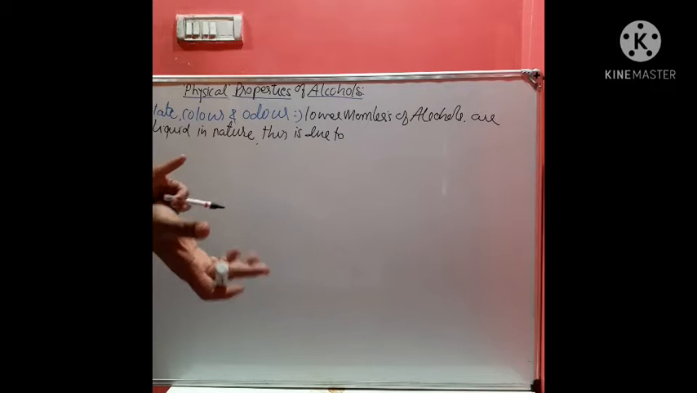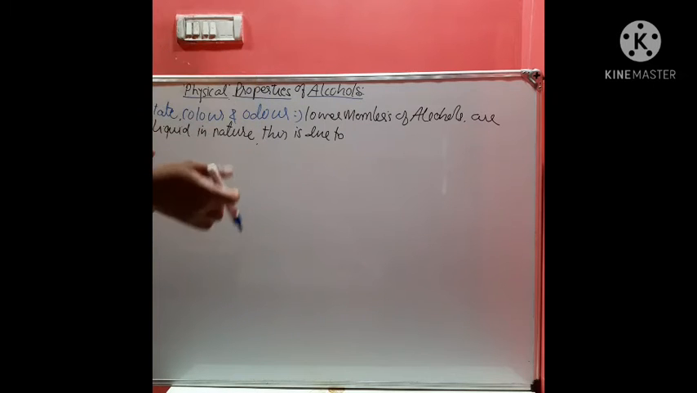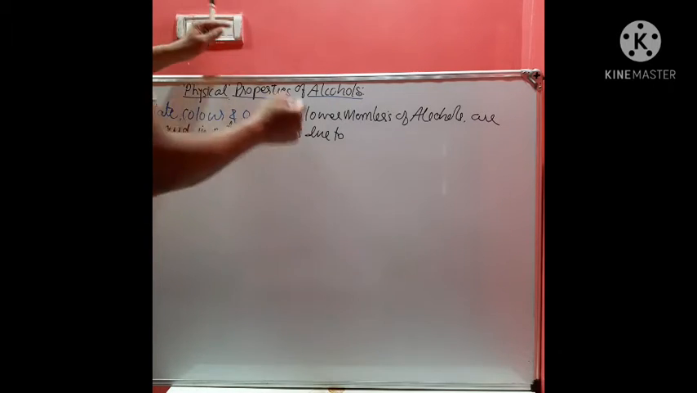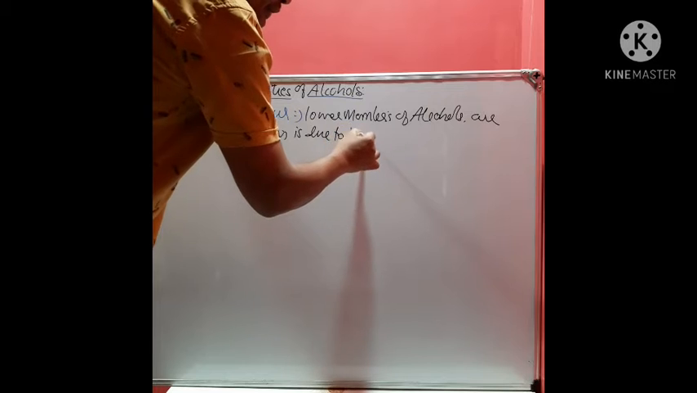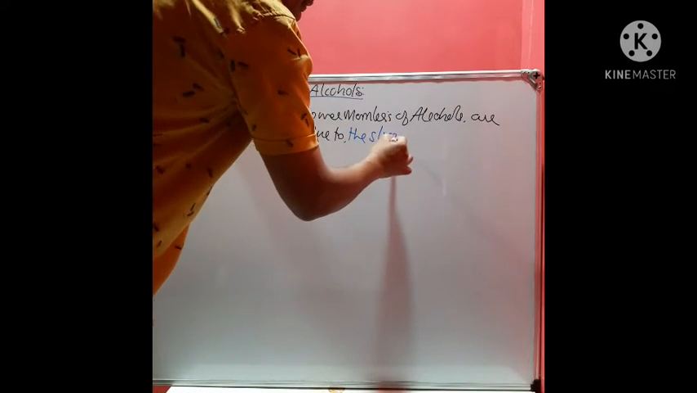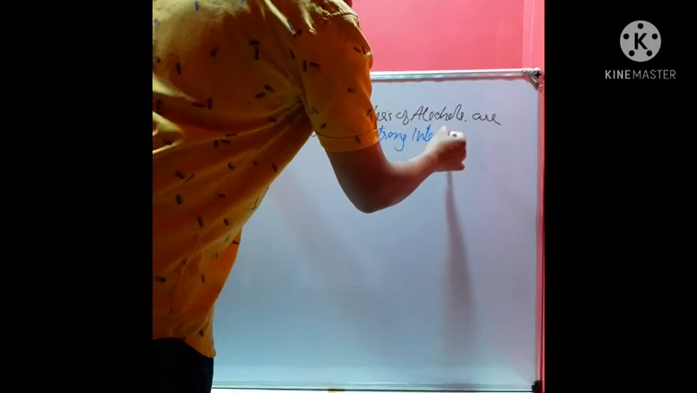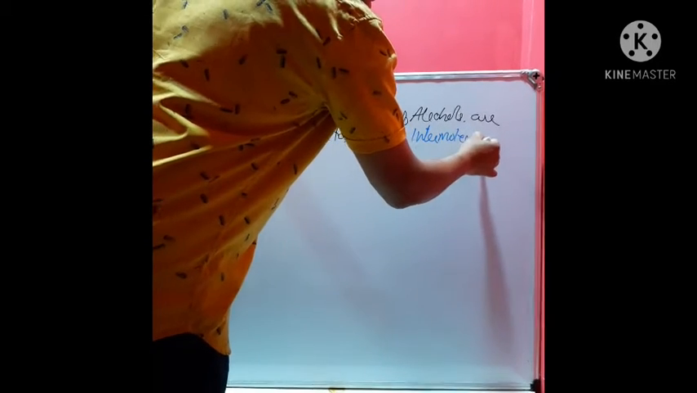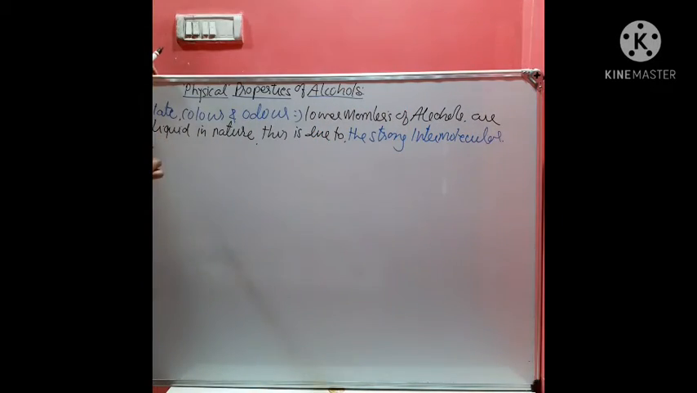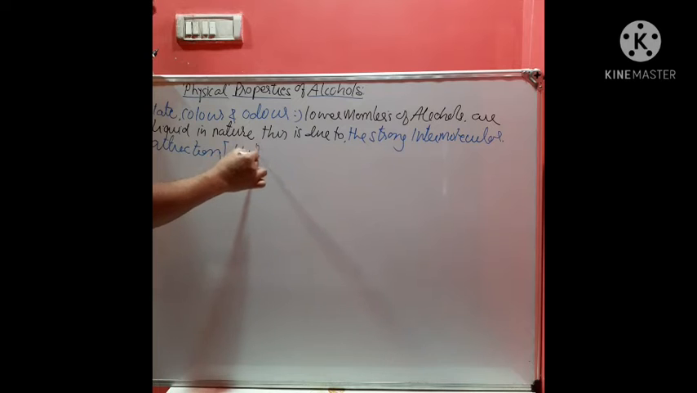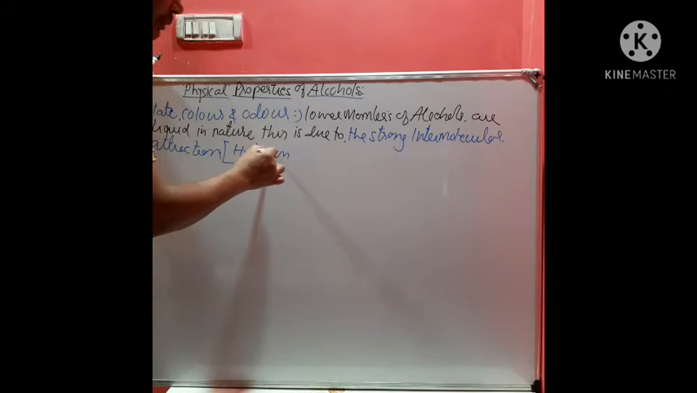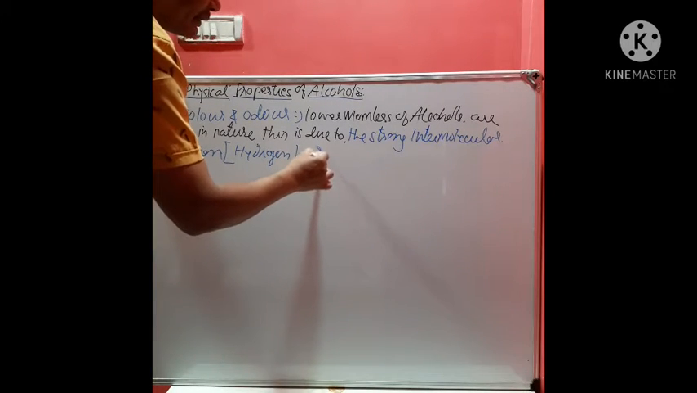The physical state is caused by the magnitude of intermolecular attraction force. This is due to the strong intermolecular attraction force. Now, which intermolecular attraction force is there? This is called hydrogen bonding.